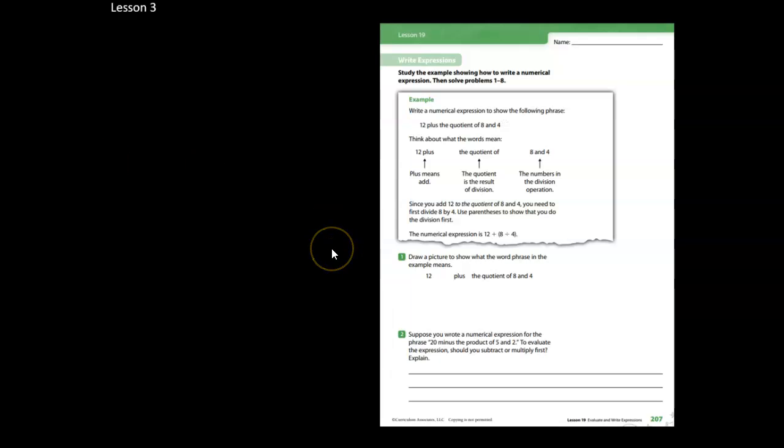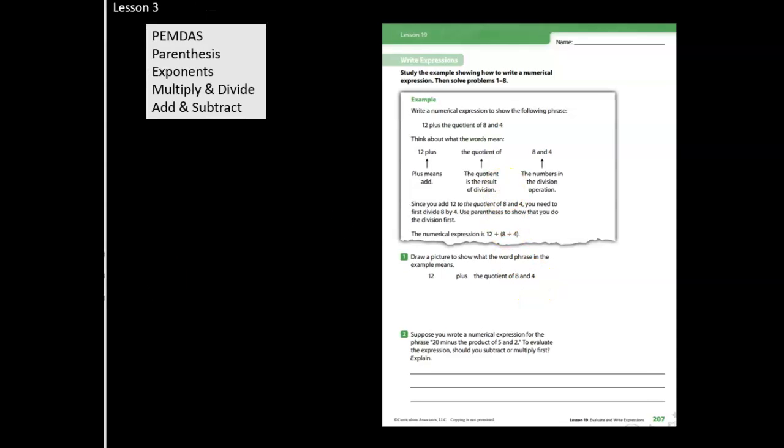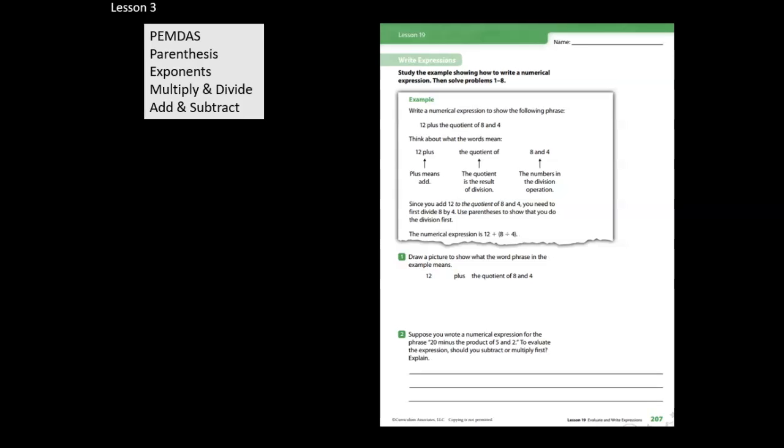Okay, now it's time to do your practice page. I'm again going to put the PEMDAS up there just so that it helps you understand that. Draw a picture to show what the word phrase in the example means. 12 plus the quotient of 8 and 4. What does the word quotient mean? The quotient means when we divide. So you can go back to the very first video, or the first lesson today.